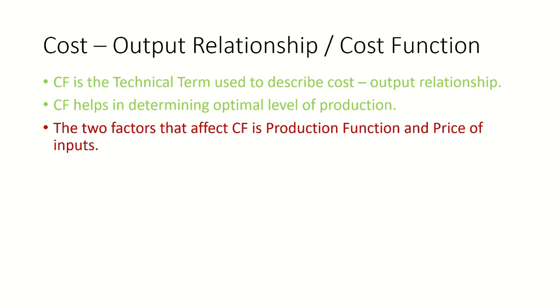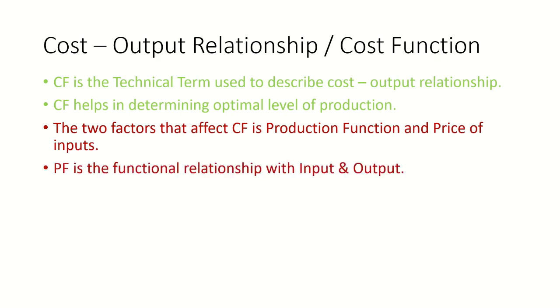The two factors that affect the cost function are the production function and the price of the inputs. So the production function and the price of inputs affect the cost function. Production function is the functional relationship between the input and output. We discussed that in the last module. What do you mean by this production function? It is a functional relationship between the input and output.